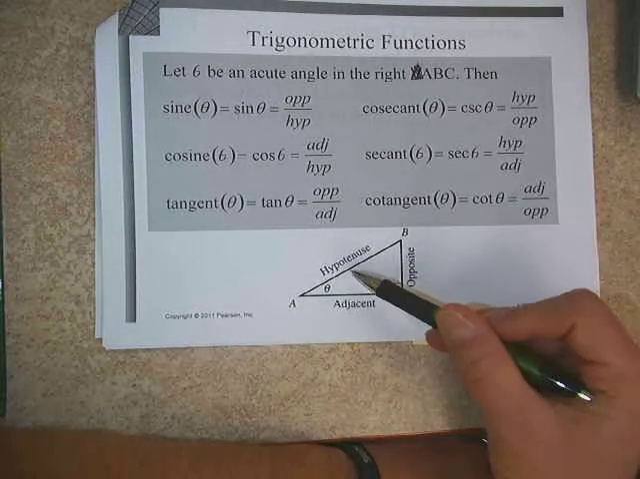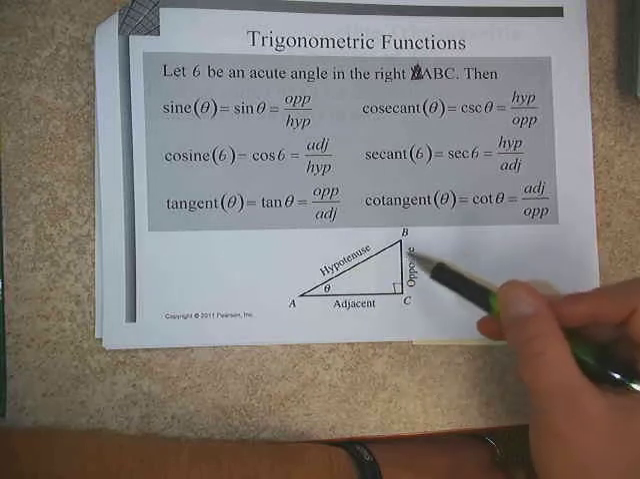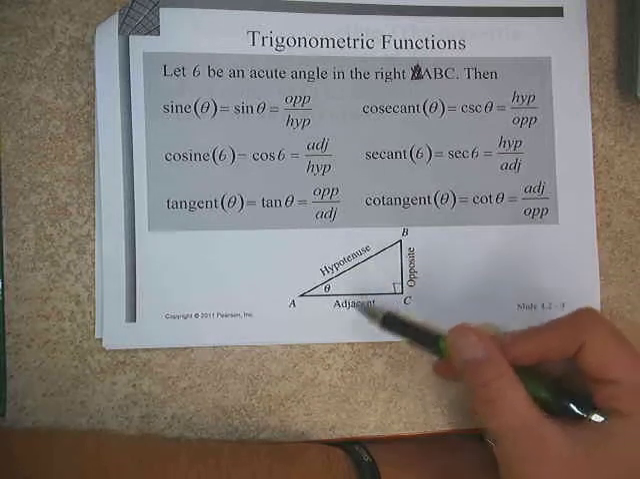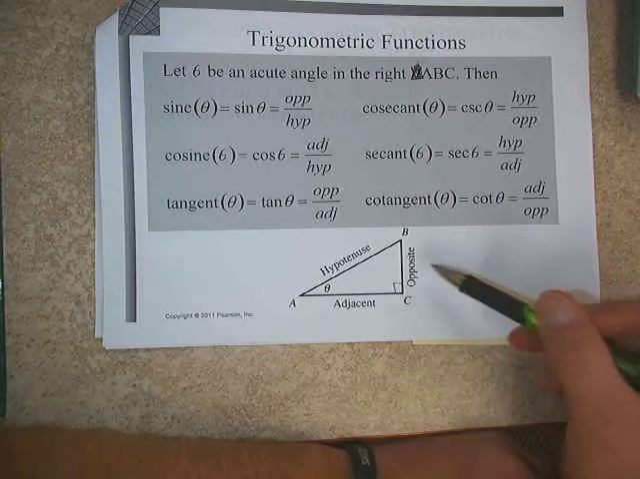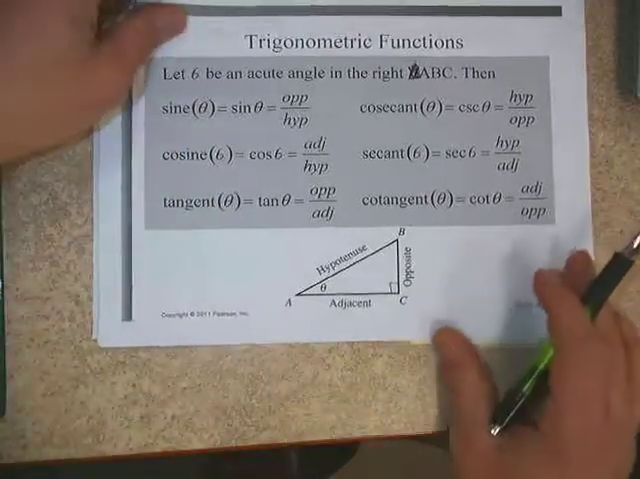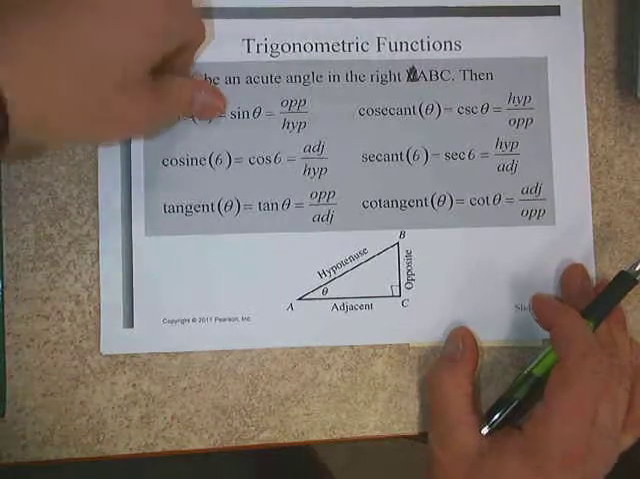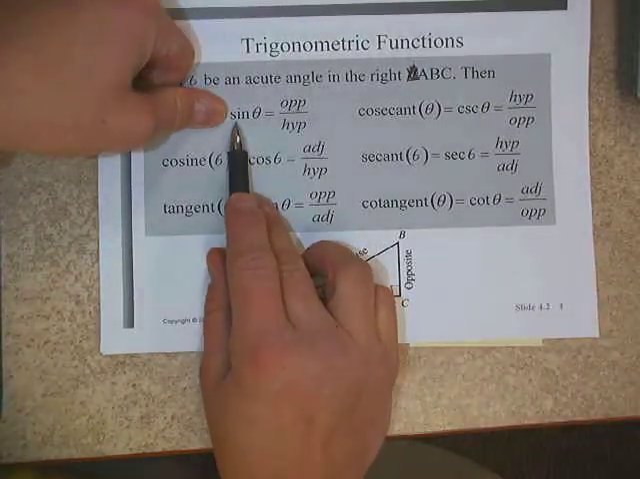Would these labels change if we were talking about this angle? Yes, except for the hypotenuse, that wouldn't change. If we were talking about angle B, then that would be the opposite side, and that would be the adjacent side.